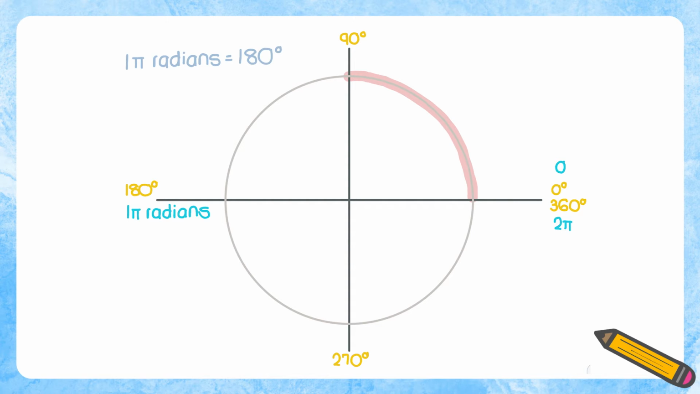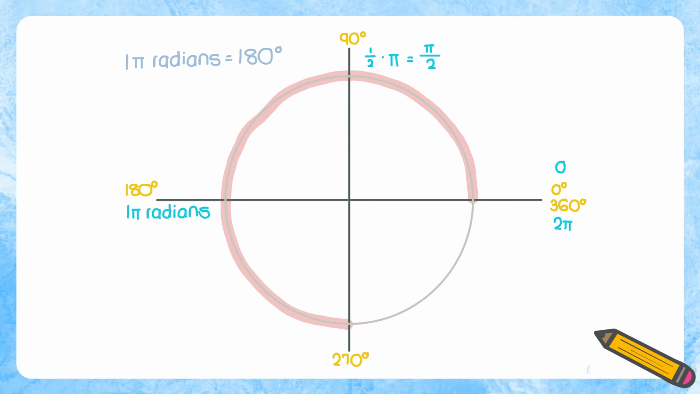What about this angle right here? Notice how it's half of a half circle. I know that sounds confusing, but it's going halfway of the half circle. And so what is half of 1 pi radians? We can write this as pi over 2. So 90 degrees converts to pi over 2 radians.